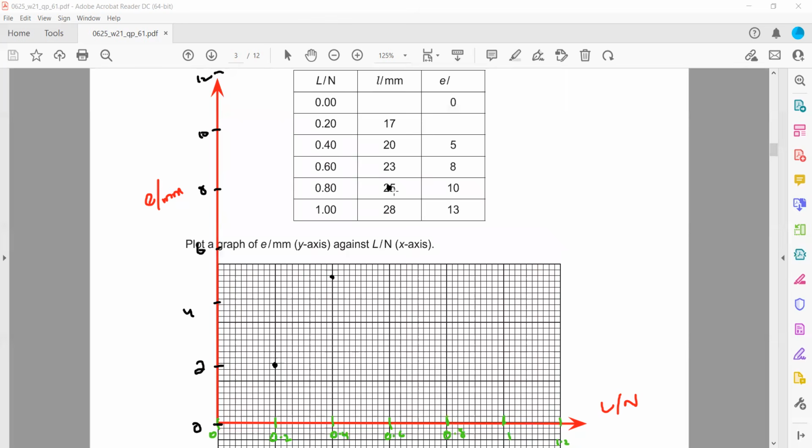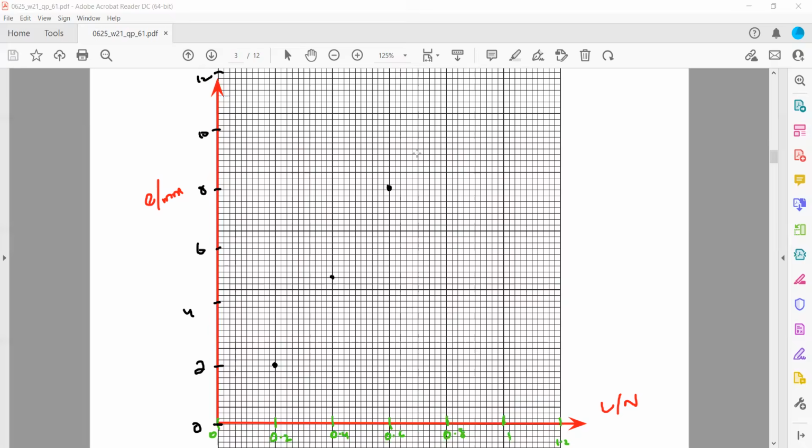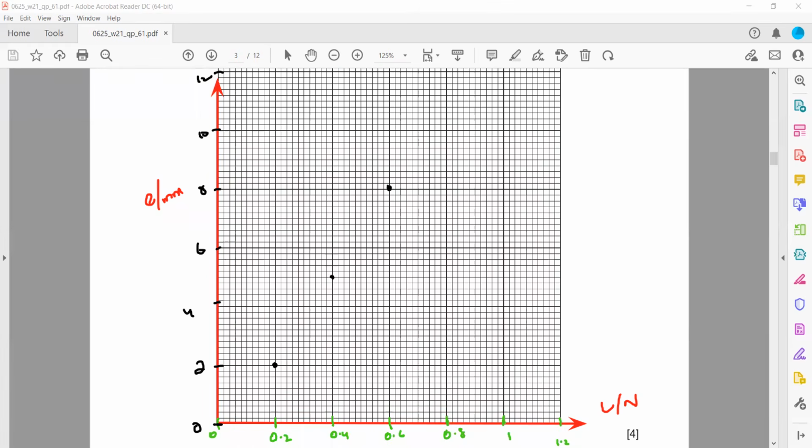Then when it is 0.8, it is 10, and when it is 1, it is 13, somewhat in this region, because this is 12 before that. I did not mark the 13 because I used this scale here, which is easy to read, but you should mark 13 as well.